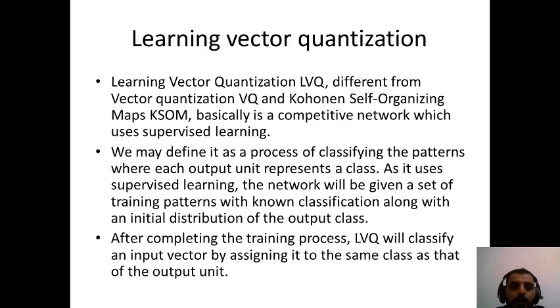As it uses supervised learning, the network will be given a set of training patterns with known classification along with an initial distribution of output classes. See, this is how it is very much different from what we call unsupervised learning. Now, after completing the training process, LVQ will classify an input vector by assigning it to the same class as that of the output unit.